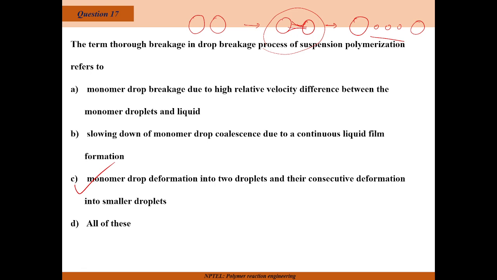continuous movements. So there would be different velocities, and one with respect to another would be relative velocities. From that point of view, I was thinking, but I don't exactly remember the process as such. Through breakage is this, but I cannot explain it. But this one is true. Initially, deformation happens between the droplets and their consecutive deformation into smaller droplets.